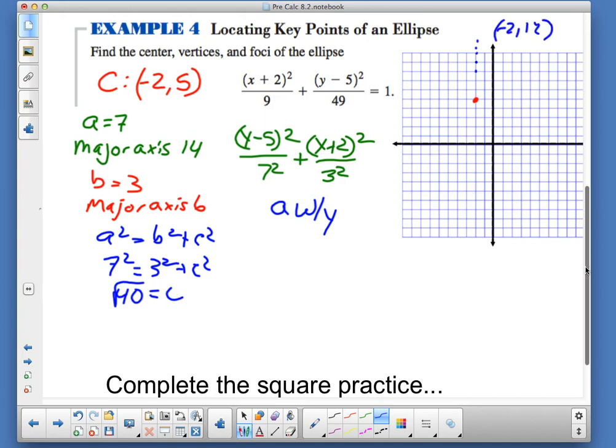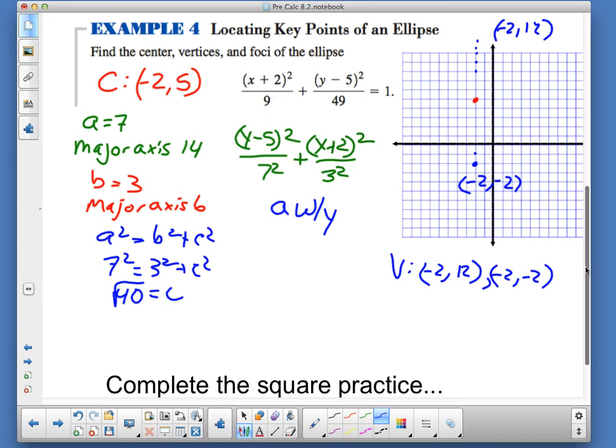And it's going to go 7 down. 1, 2, 3, 4, 5, 6, 7. And it's going to be at negative 2, negative 2. So those are my vertices, and probably should just put them over here so you can quickly read them: negative 2, 12, and negative 2, negative 2.